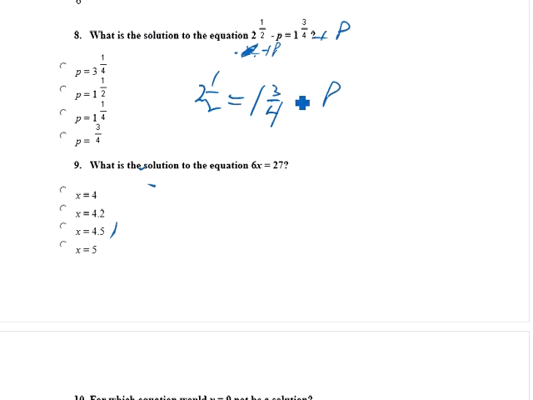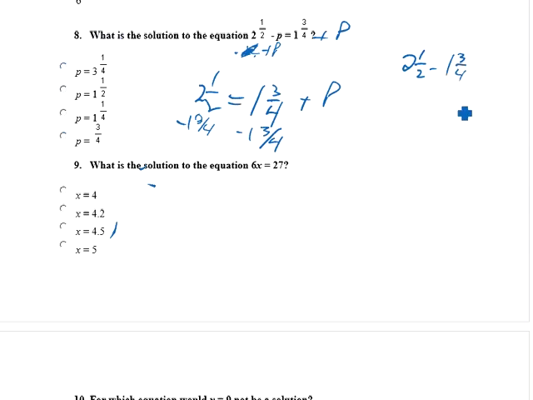Now I just need to subtract this. Let's do that. Minus 1 3/4. And they cancel. 1 3/4 minus 1 3/4 is 0, and I've got p all by itself. But I've got to subtract 1 3/4 over here. Minus 1 3/4. So now 2.5 minus 1 3/4.